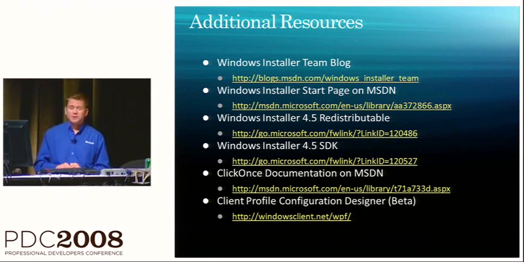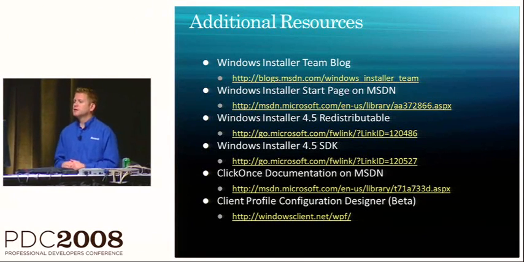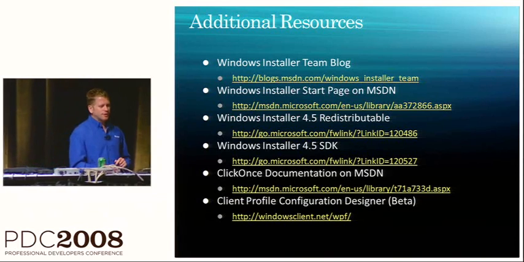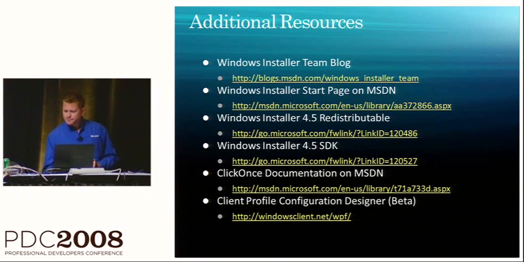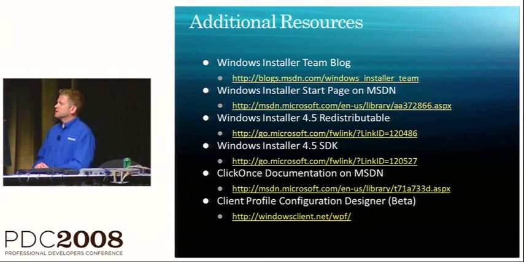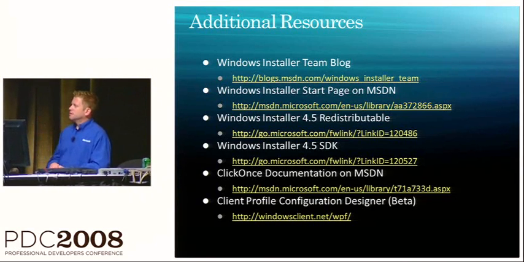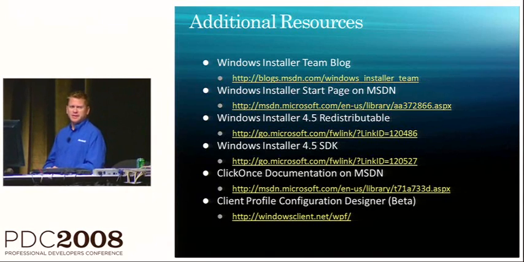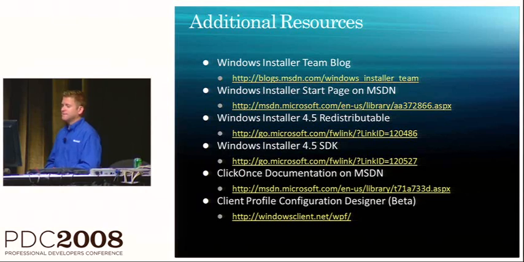I've got a link here to the Windows Installer 4.5 redistributable. Again, that's available for download off the Download Center. The 4.5 SDK is also available for download off the Download Center. And there's also a link to the ClickOnce documentation on MSDN. And finally, the Client Profile Configuration Designer, the beta that's available today, is available from windowsclient.net/WPF.